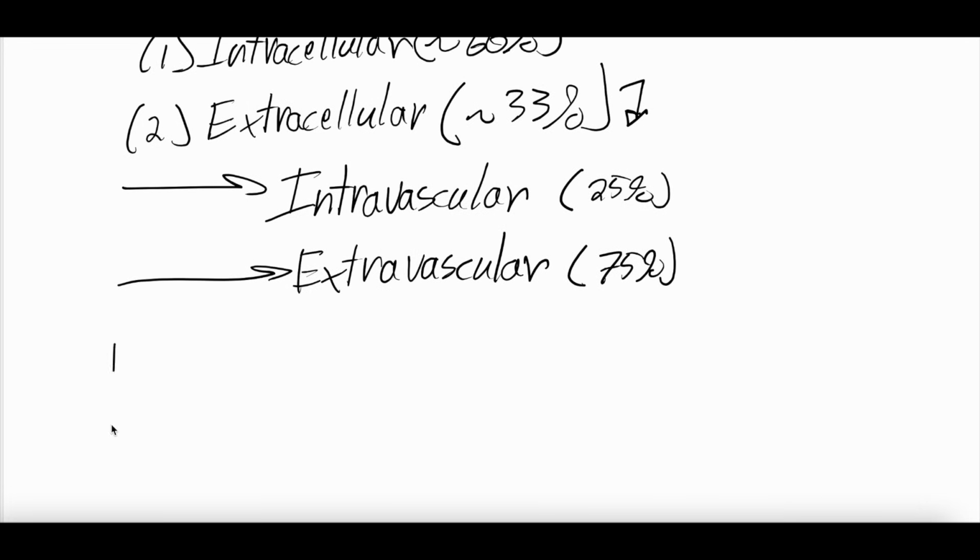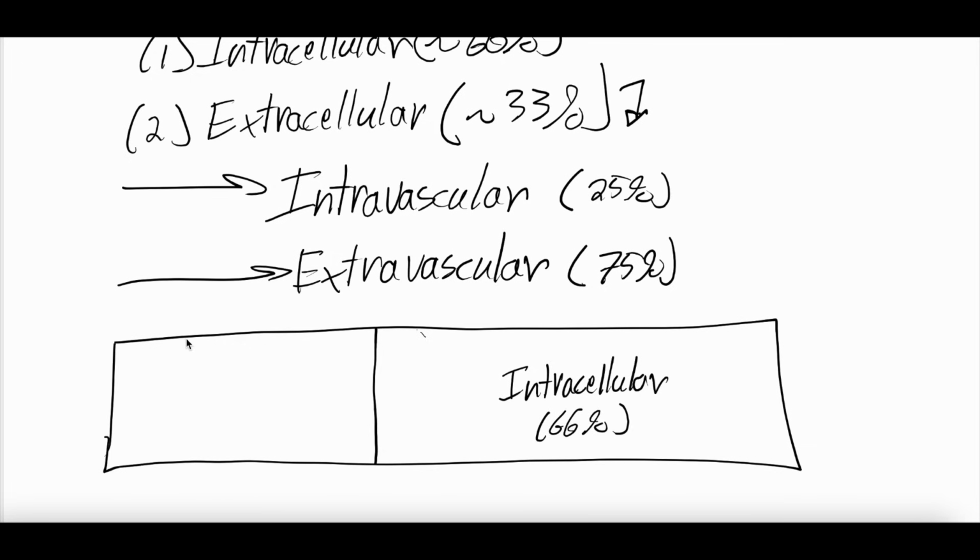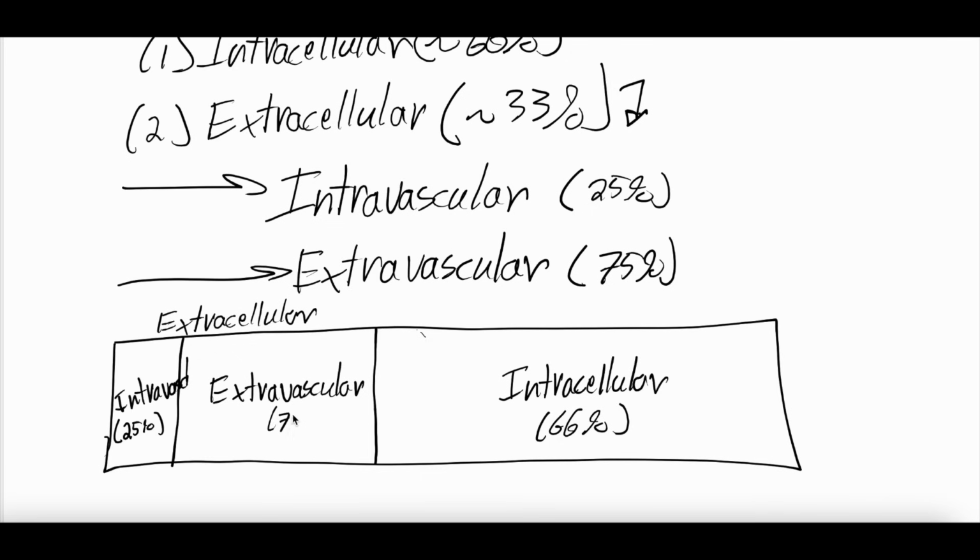So if we were to draw this out in diagram form, right here this would be intracellular, okay? And we said it's about 66%. And then you would have extracellular, this whole space. But when you divide that even further, you would have extravascular, outside the blood vessels in the interstitium, and you'd have intravascular, okay? And as we mentioned, this would be about 25%. This would be about 75%.